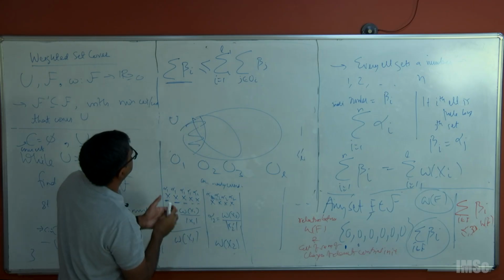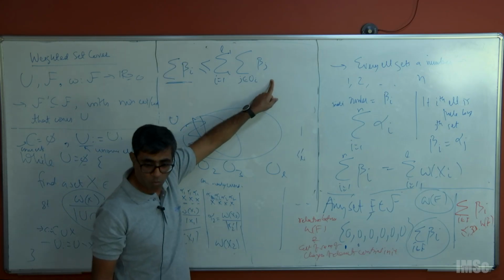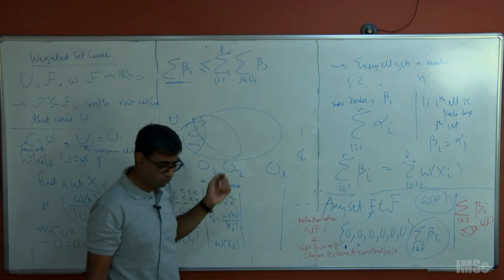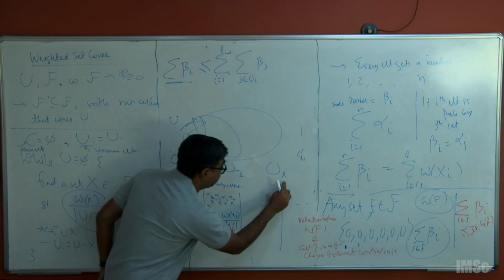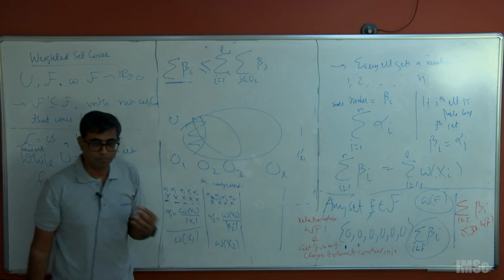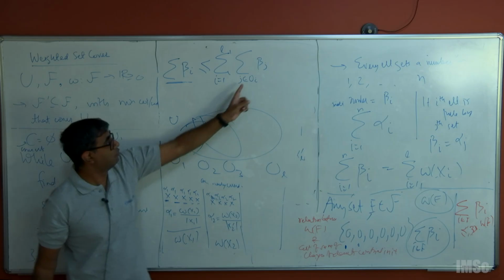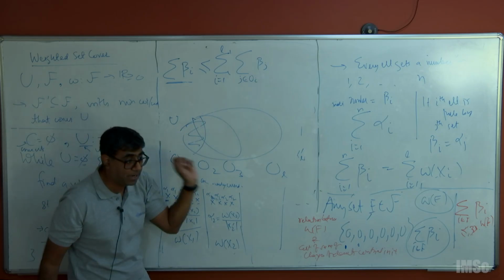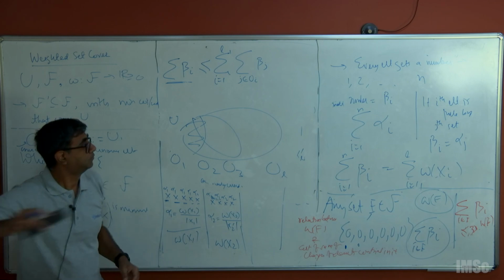What I want to say is that any element is at least present once here, and that is true because every element is covered by some set, and it has nothing to do with this O1 to OL. If I had come up with any covering of my universe, I would have written this right hand side. So in particular, I can write this. Okay, fine.